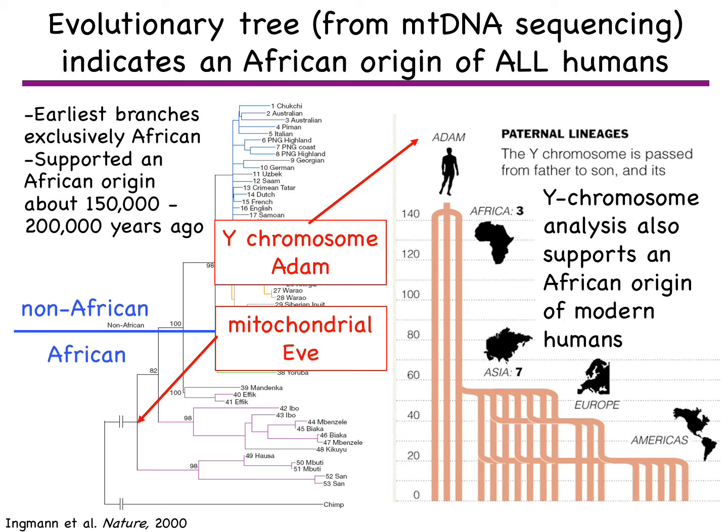Okay, and again, the data here, both the mitochondrial data and the Y chromosome data, basically support this idea that all humans on the planet can trace their ancestry back to somebody who lived in Africa, and it supported the idea that all modern Homo sapiens arose in Africa, and that much more recently, some of them left Africa and migrated out to other parts of the planet.